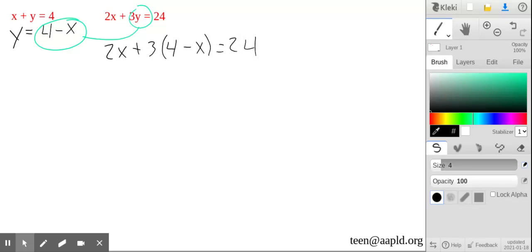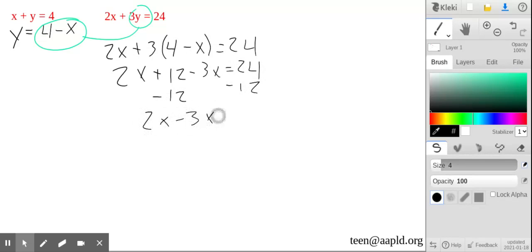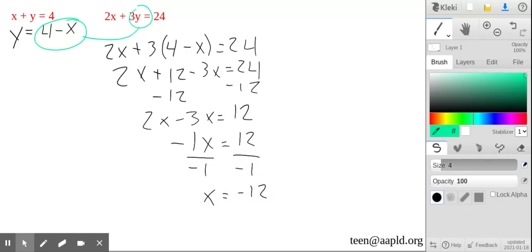So first we use the distributive property, and we know that 3 times 4 is 12, and 3 times negative x is negative 3x, so 2x plus 12 minus 3x equals 24. Now we subtract 12 from both sides, and we get 2x minus 3x equals 12. That's the same thing as negative 1x equals 12, and if we divide both sides by negative 1, we get x equals negative 12. And this is already our first answer completely found.